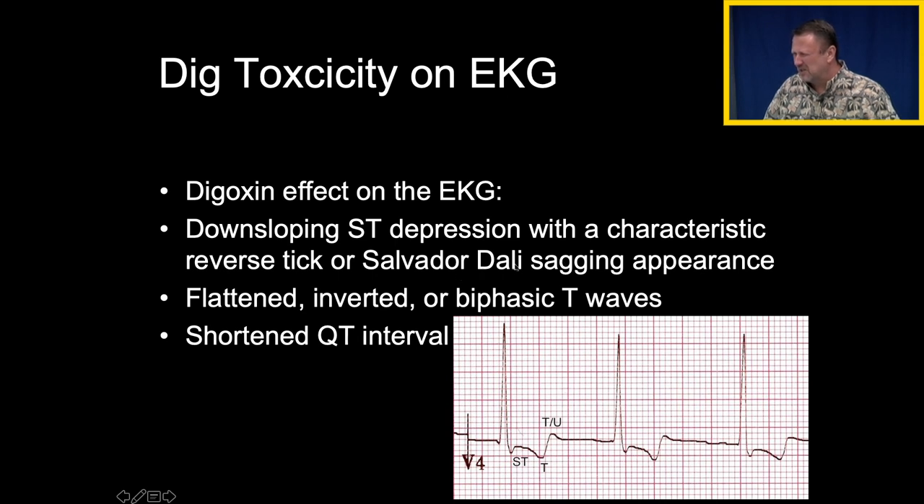It's interesting, I hear the Salvador Dali. Sometimes I hear it called a Salvador Dali mustache appearance, and sometimes I hear the sagging appearance, as if anybody has any idea who Salvador Dali is. Flattening, inverted, biphasic T waves, that's what we see, biphasic T wave down, T wave up. There's a little TU wave there, I don't need you to know that. But we can take a look at these. If you're going to be an expert, you want to email me and take this EKG course that I'm teaching. Or you can memorize these things right here.